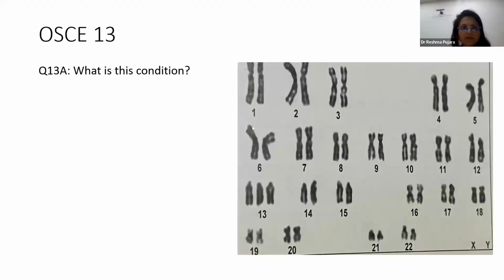Okay, so look at this. This is obviously a karyotype. What do you see here? What's abnormal? Trisomy 13. Very good. Patau. Perfect. We are done.